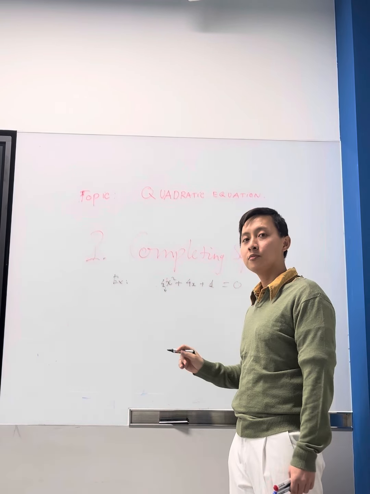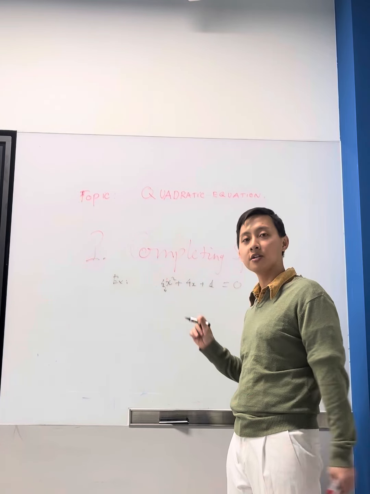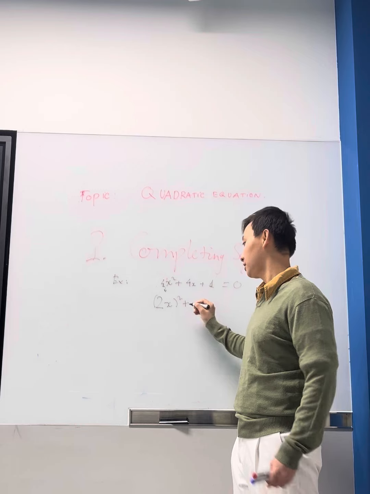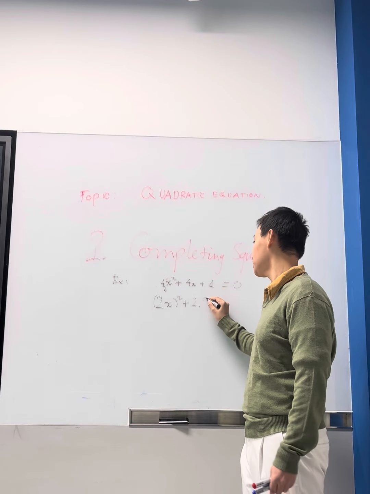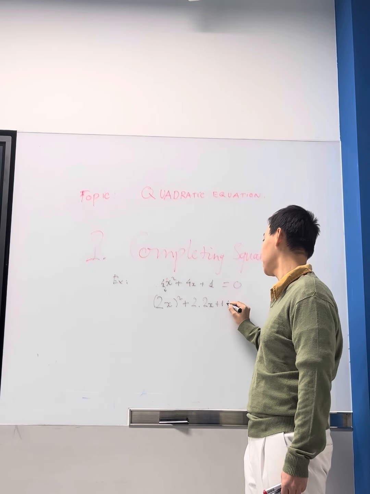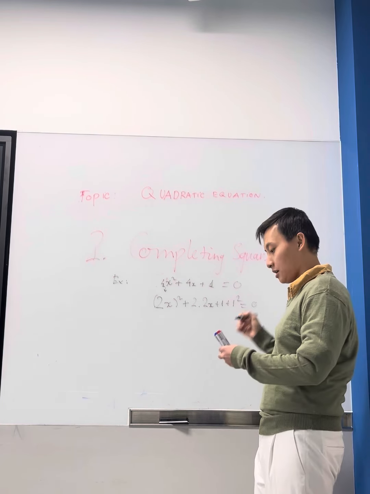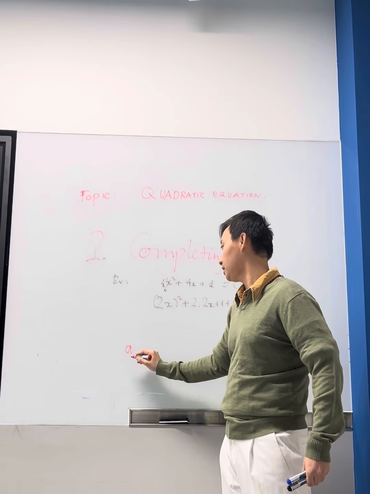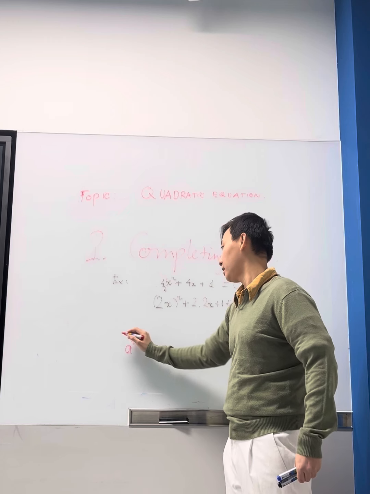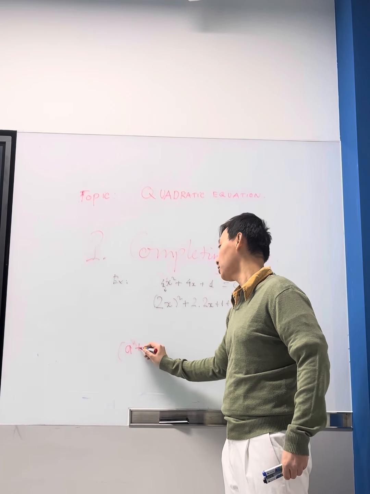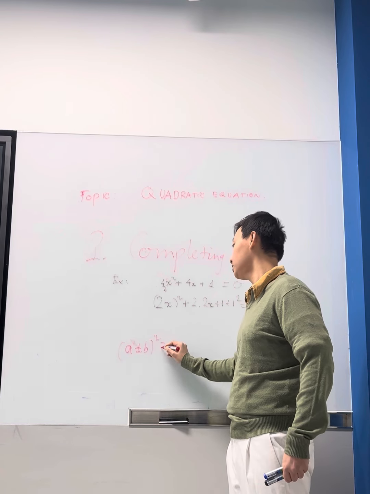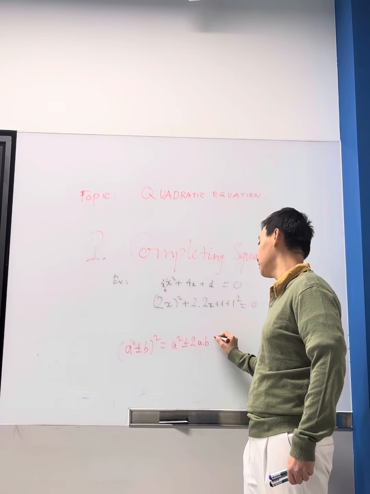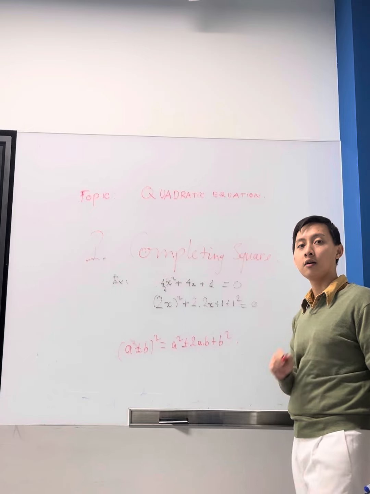2x, what squared equals 4x squared? Is it 2x squared, right? And plus 2 times 2x plus 1 squared. Because I will write out the formula for you to remember: a plus or minus b, squared, is equal to a squared plus or minus 2 times a times b plus b squared. Alright?